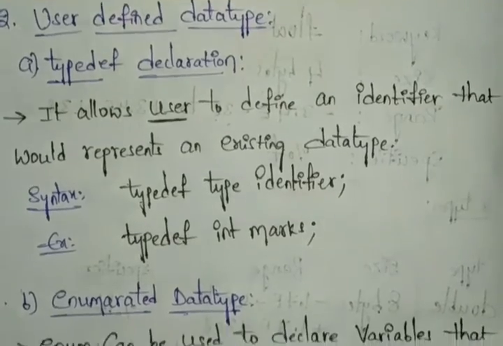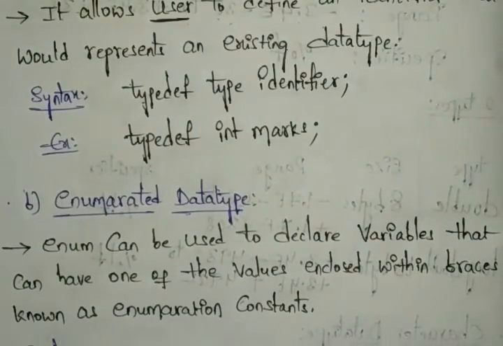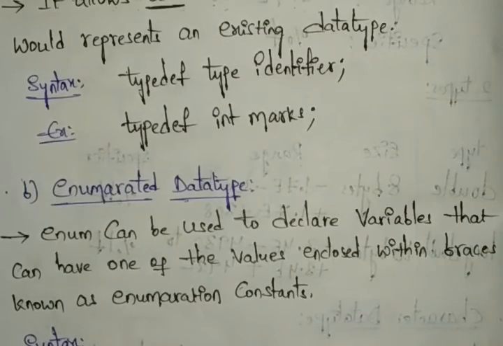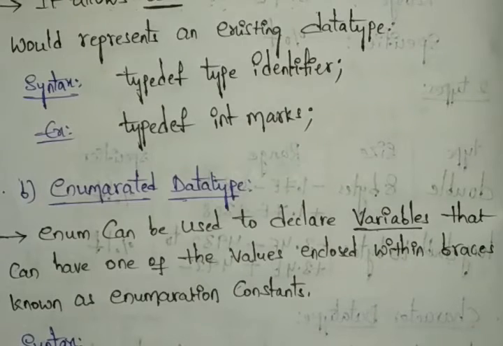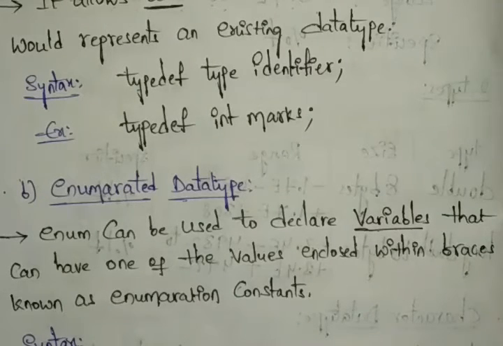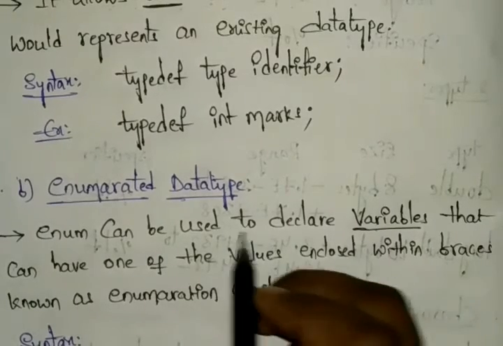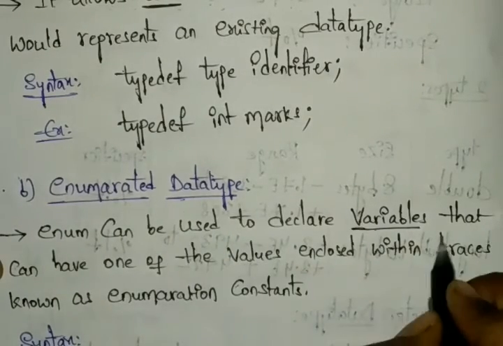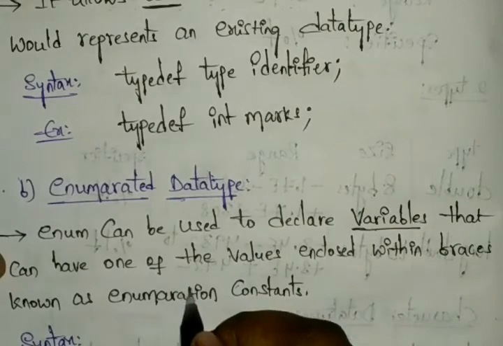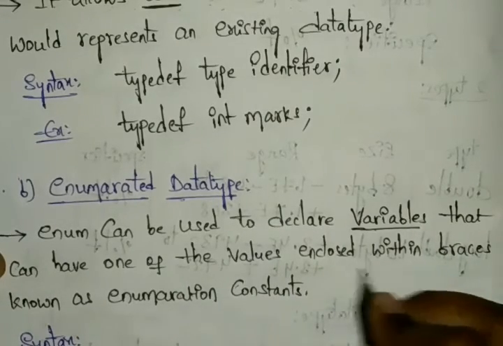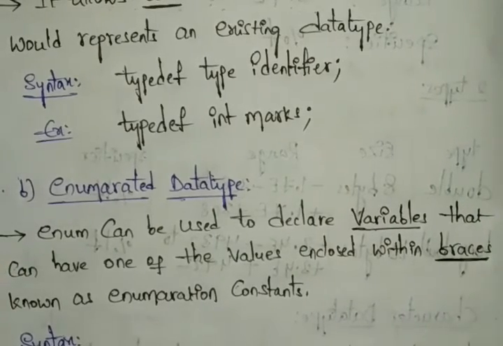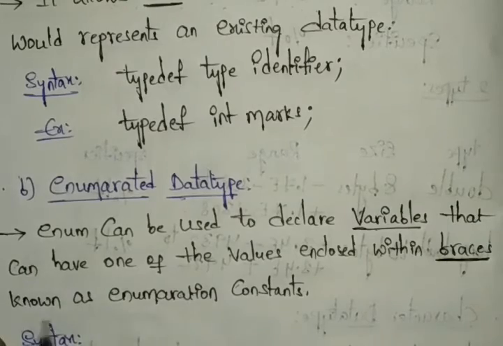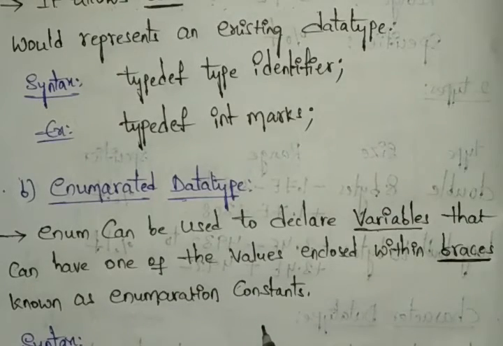And next we have the enumerated data type. This enumerated data type can be used to declare variables. You can see here, once you learn the variables, those variables will be followed in each and every program. Okay, and this also declares our variables, those can be used for our values, and these are enclosed within braces. Okay, so these enclosed within braces we call enumeration constants.